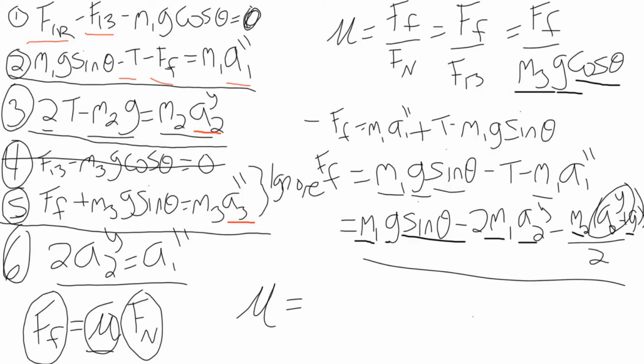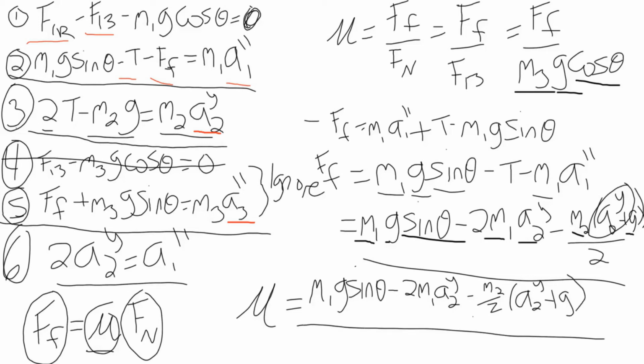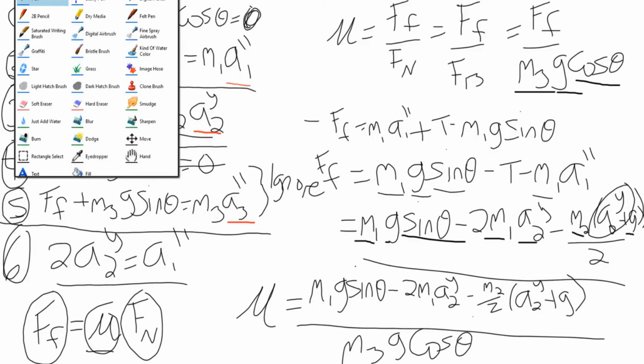So at the end, it looks like m1 g sine theta minus 2 m1 a2y minus m2 over 2 times a2y plus g, all over m3 g cosine theta. Okay, this is our answer. So let me erase more stuff.